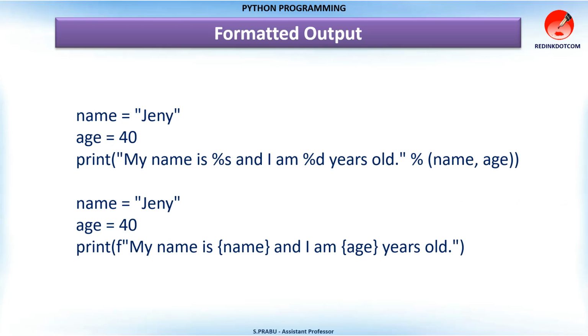This is useful for displaying data in a structured and readable way. In this example, the first variable called name is a string variable having the value Jenny. The second variable called age is an integer variable having the value 40. I want to display these two values in a proper structured way. So I can use either the format specifier method or the curly braces to get the desired formatted output. Let's execute this program.